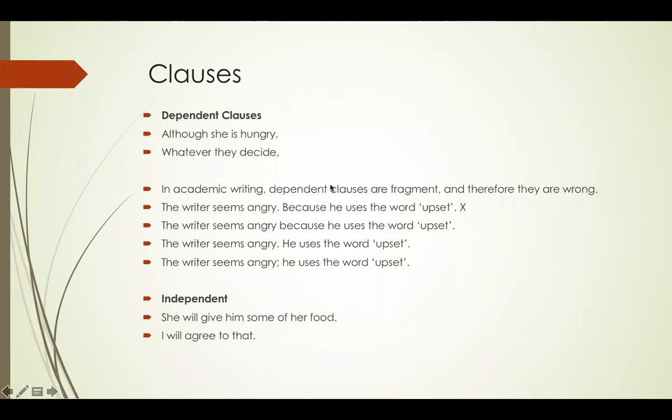Whatever they decide, also incomplete thought. So dependent clauses. Now in academic writing, dependent clauses are fragments, and therefore they are wrong.